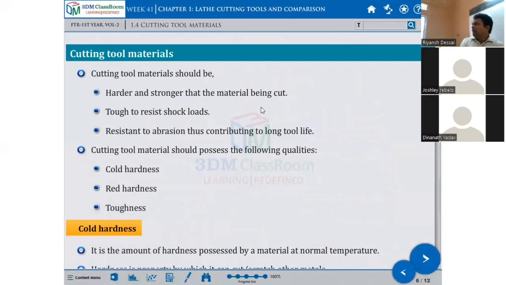After cutting tools, now we should know what the cutting tool materials are. For the lathe machine, the cutting tool has a special material. It should be harder and stronger than the material being cut, tough to resist shock load, and resistant to abrasion, thus contributing to long tool life. Cutting tool materials should possess the following qualities: cold hardness, red hardness, toughness.